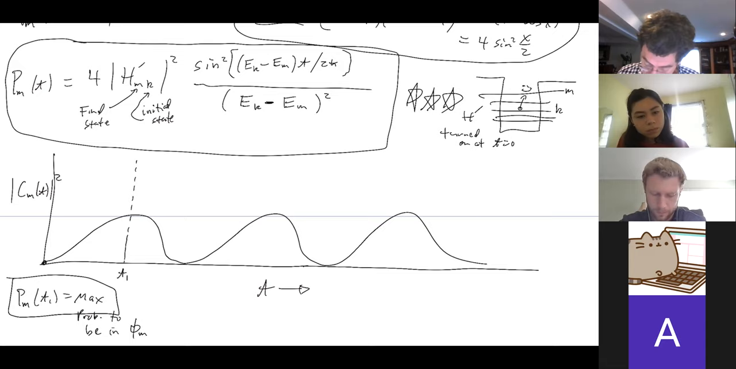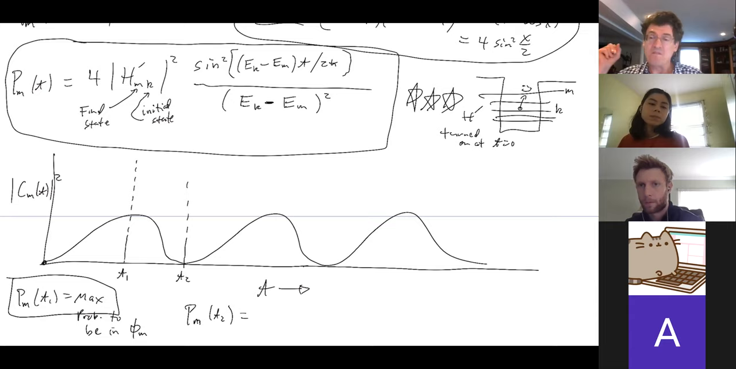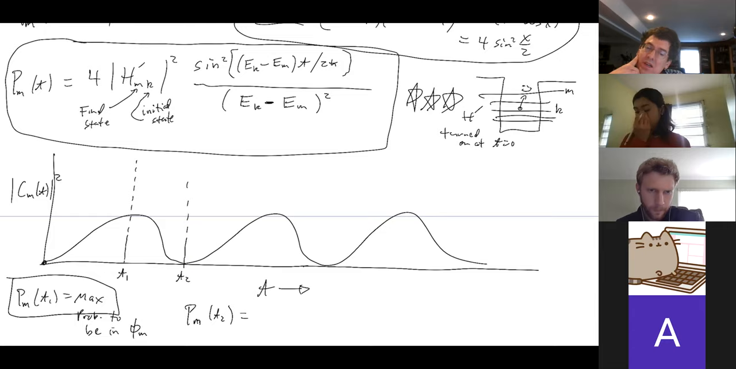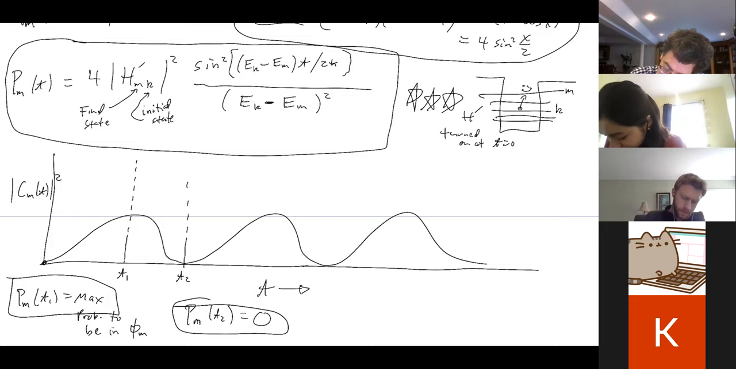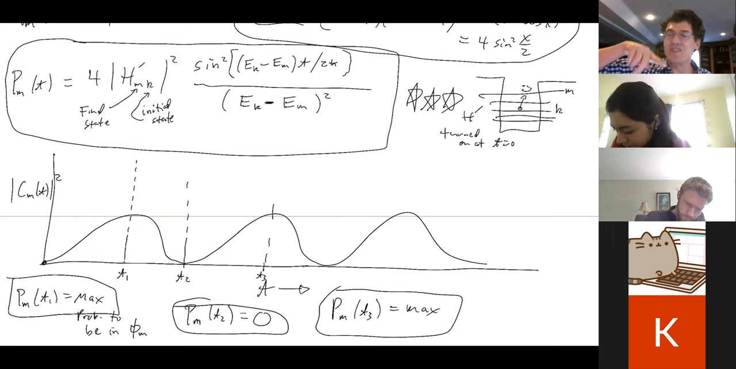But what about this? Let's call this T2. What is the probability to be in the mth state at T2? What is it? Tell me. Is it just 0? Yeah, it's 0. And now let's go here to T3. At T3, P_m is again a max. I mean, this is just obvious. This is just a sine function, right? That's just what functions do. They go up and down.